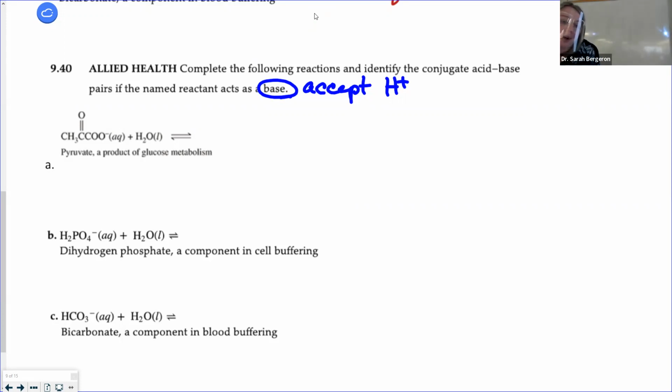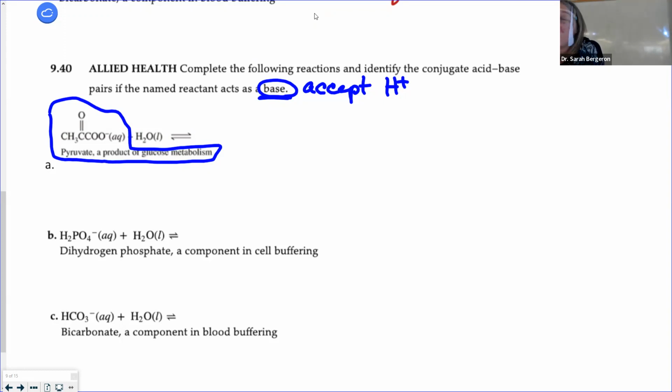So let's predict our products. It's telling me A, that this whole thing right here is pyruvate. Pyruvate is a product of glucose metabolism. When it goes through glycolysis, you're going to make pyruvate. So we have to predict what's going to happen. We're told it's an acid-base reaction. So if pyruvate is acting as a base, what is it going to do? It's going to accept a hydrogen. How do you know where to put it?